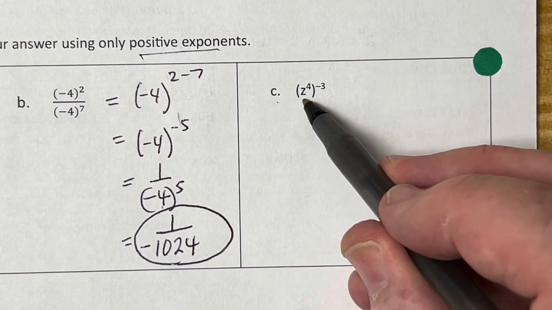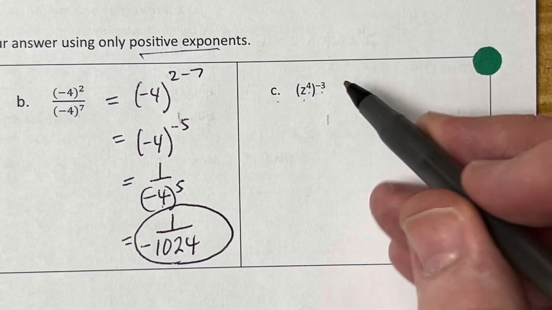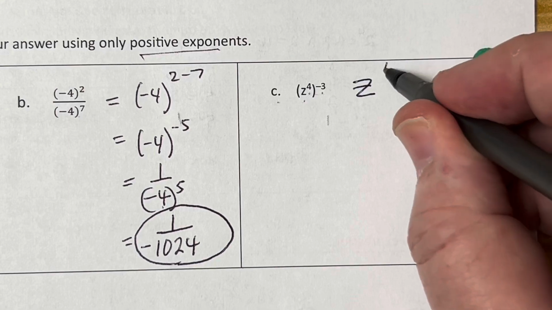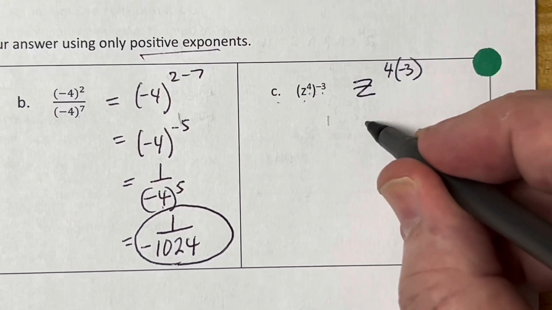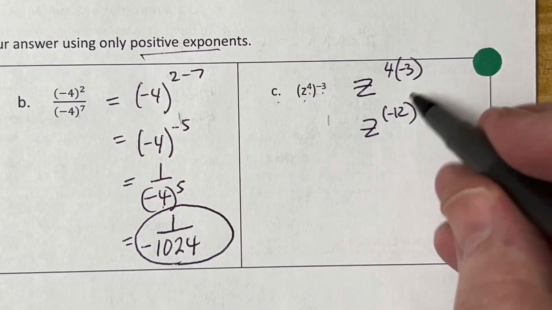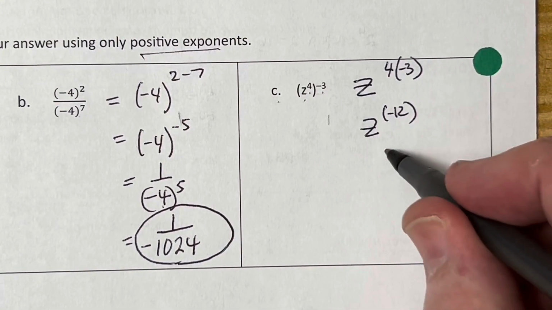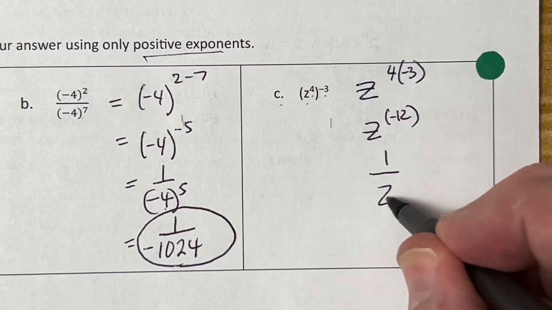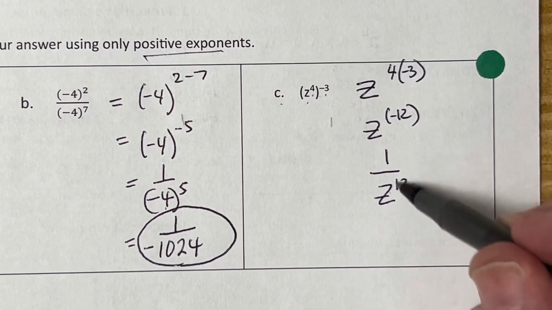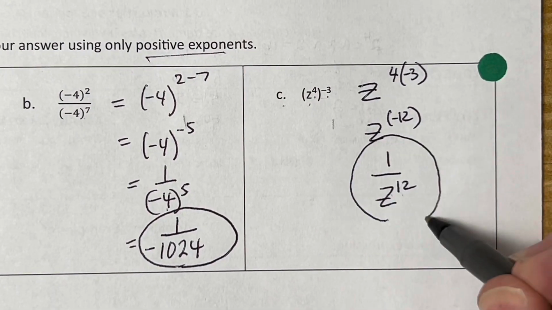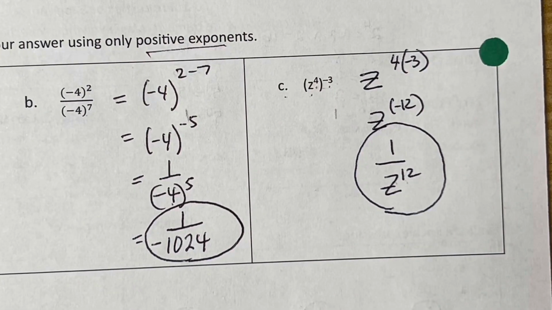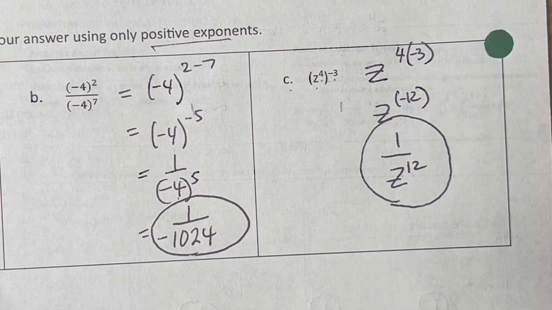And then C, z to the 4th to the negative 3rd. We were going to do z, and then it's 4 times negative 3, so that is z to the negative 12th. So we wanted a reciprocal of z, so that's 1 over z to the 12th, and that's as far as we can take it. We can't evaluate that any further, so it's 1 over z to the 12th with a positive exponent.